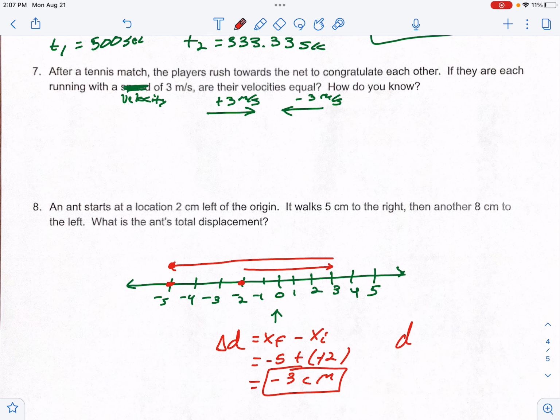There we go. So if I was looking for distance, I wouldn't care about direction. I would just add it all up. I would do 5 to the right plus 8 to the left. So my distance would just be 13 centimeters. And that would be your answer.